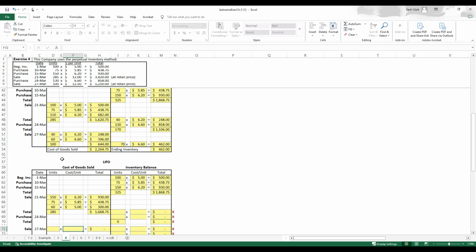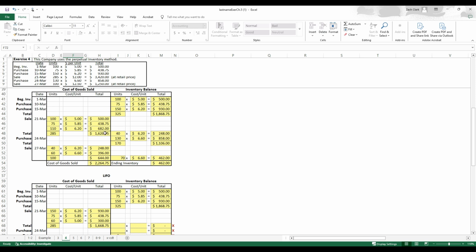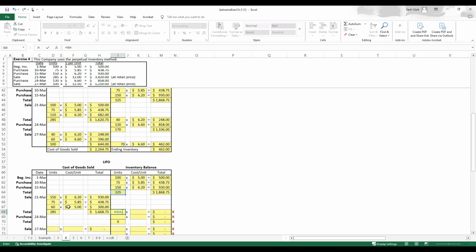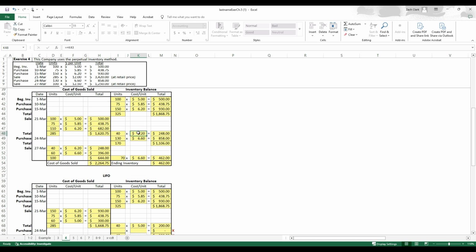And again, you kind of see the difference here. We're starting with this last layer first. And when we were doing FIFO, we started with the 100 and we were left with some from this layer. But with LIFO, we're starting from this layer, and we're ending up with some from that first layer left over. So we have 40 units left over, same as before, but those are from this. Here we had the 40 units at $6.20, but here with LIFO, we've got the 40 units at $5 per unit.